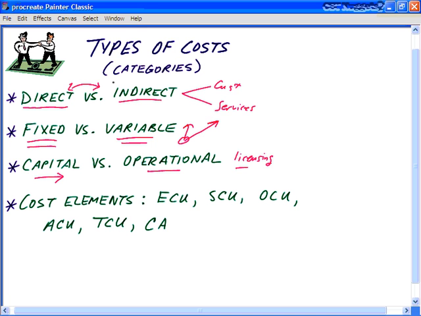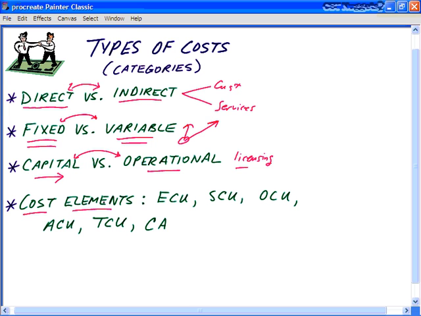Direct costs versus indirect costs, and think of some examples from your own work experience. Fixed costs versus variable costs, and capital costs versus operational costs. Now, within these different categories, you have elements, what are called cost elements. And these cost elements are what we actually use to quantify and qualify costs and to go into the budgeting decisions of financial service management.